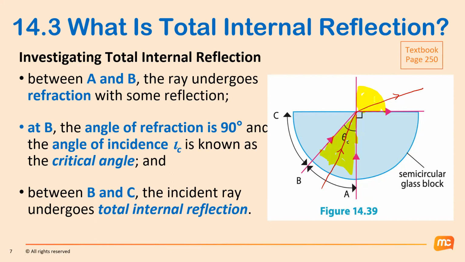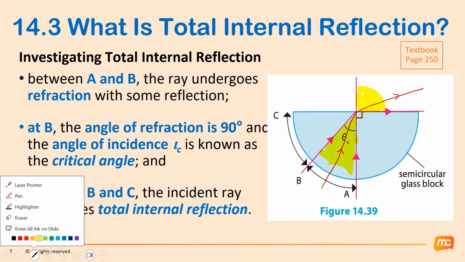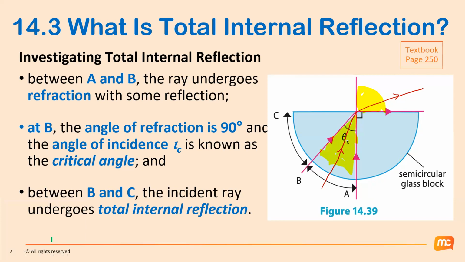Then I reach a particular, very special angle, which I will highlight in green, such that my angle of refraction will be 90 degrees. This very important angle is called the critical angle. So at the critical angle, there is still refraction. At A to B, there is also refraction.